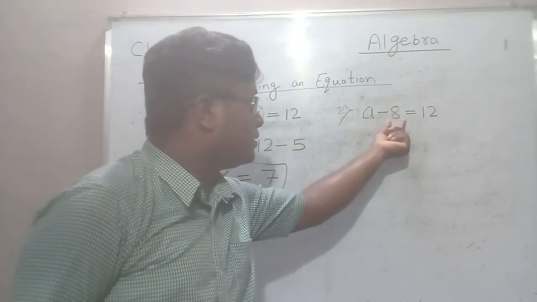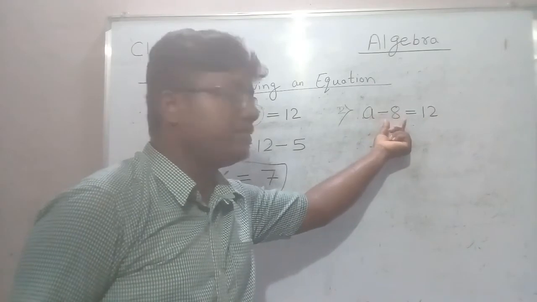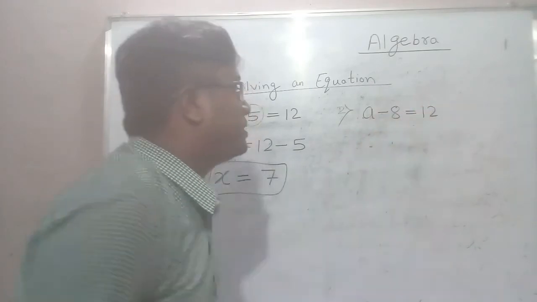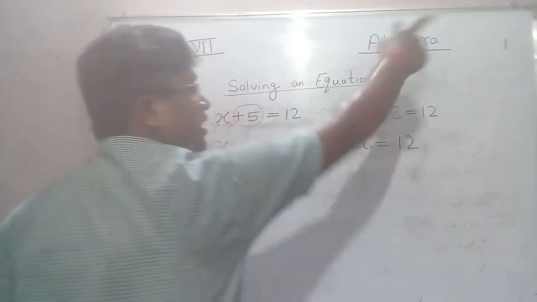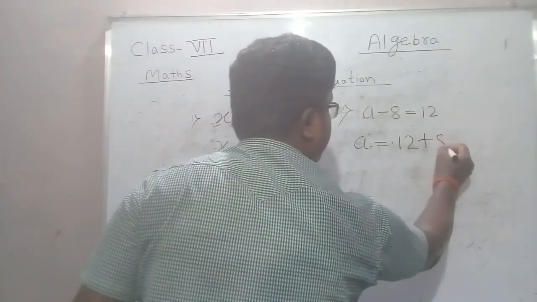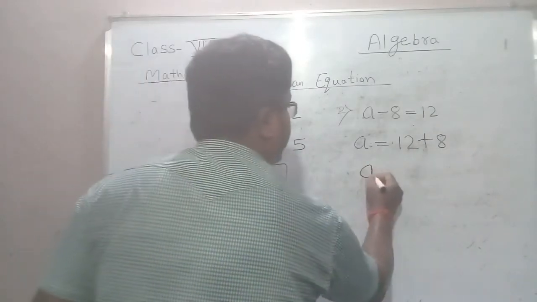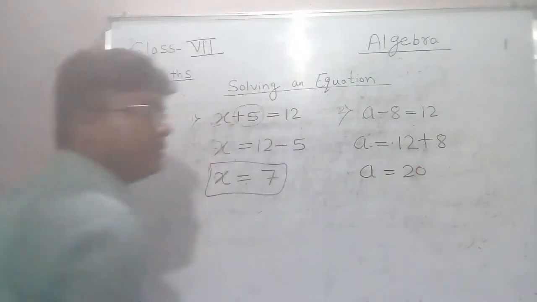Here a minus 8 means minus 8 is here. Transfer it to the right hand side. What will happen? A is equal to 12 plus 8, because it is transferred to the right hand side. So a is equal to 20.